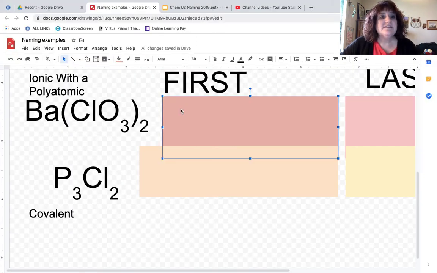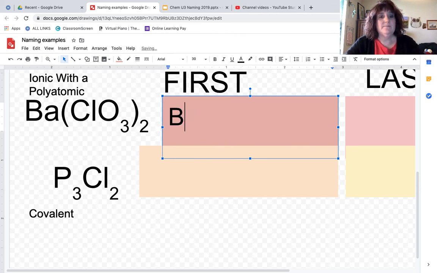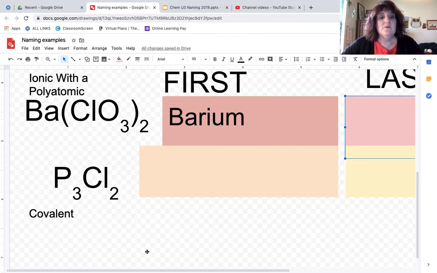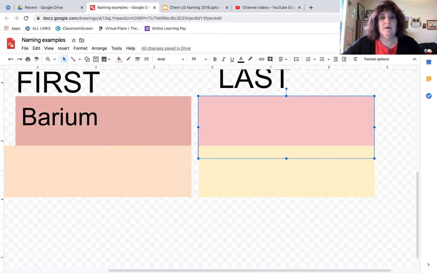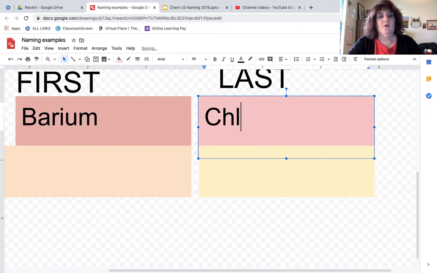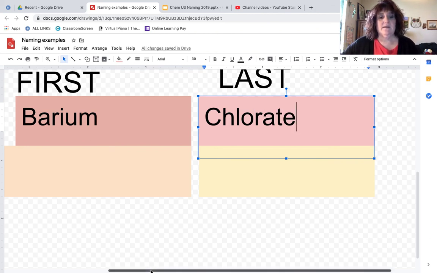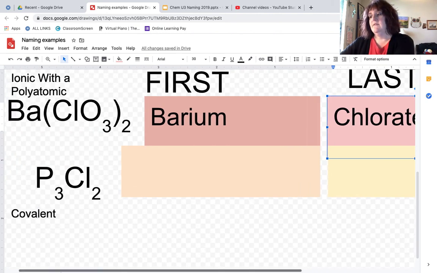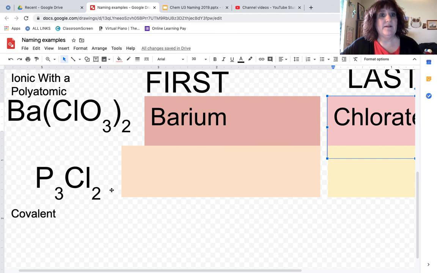Okay, so first this ionic with a polyatomic. Notice I do have the parentheses, so it tells me where my first name and my last name are. So the first name would just be barium. And the last name would be our polyatomic name. Chlorate, right? Because ClO3, looking at my polyatomic sheet, is chlorate. That's it. Use the polyatomic name when you have a polyatomic.